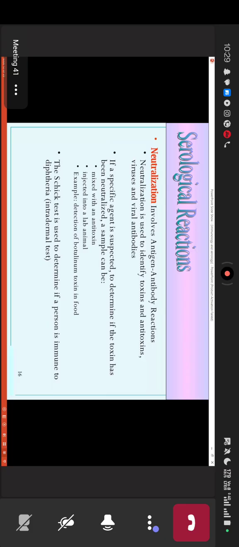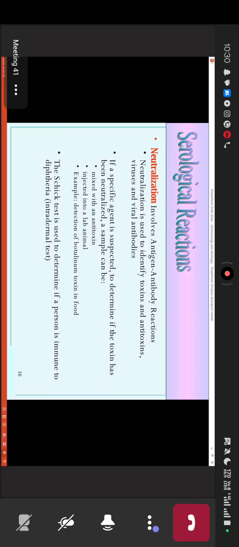You can also understand it with the example of positive and negative charge. If you give one positive charge and one negative charge, it becomes neutral. There is no charge. In a similar way, antigen and antibody combine with each other and form neutralization. There is no effect of that particular antigen and antibodies at that time. So neutralization is basically used to identify toxins, antitoxins, viruses and viral antibodies.